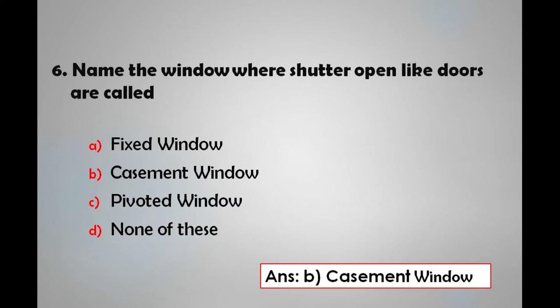Name the window where shutter open like a doors. A. Fixed window, B. Casement window, C. Pivoted window, D. None of these. The answer is, the window where shutter open like doors are called as the casement window.